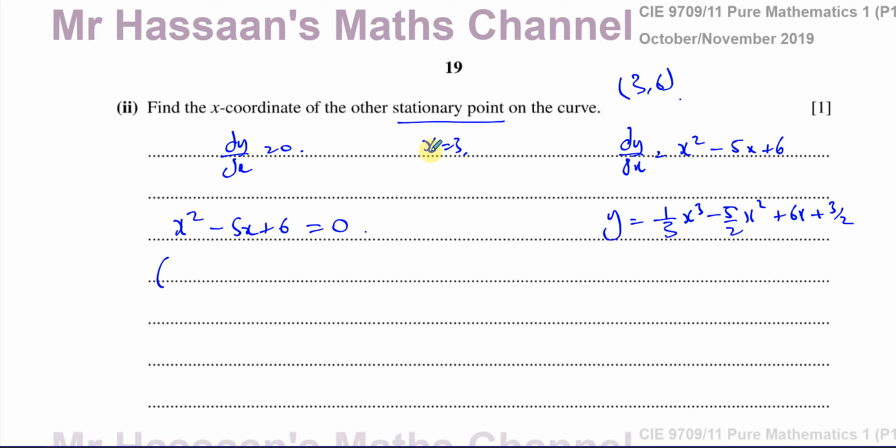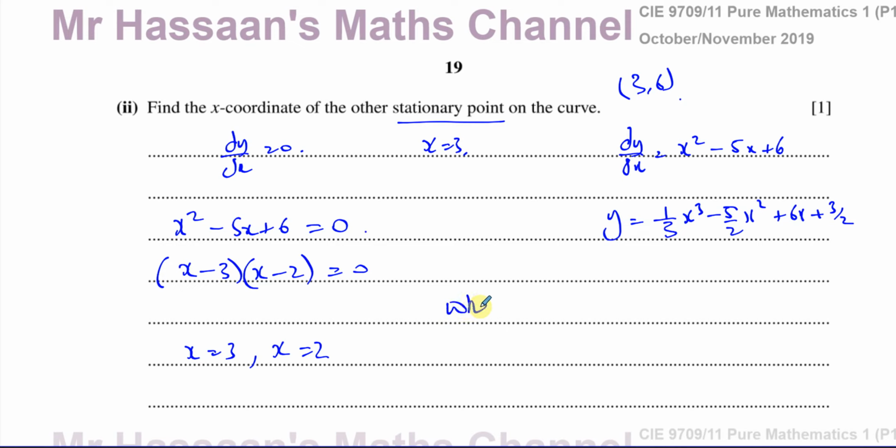I know one of the factors must be x minus 3, because x equals 3 is one of them. And the other factor, therefore, must be x minus 2. We could just factorize it straight away. You will notice that one of them has to become x equals 3, otherwise we've done something wrong. So that's the one thing we can rest assured of, that we've done the right thing up to that point. So x equals 2. The other stationary point is when x equals 2.